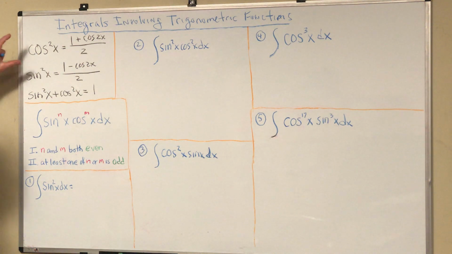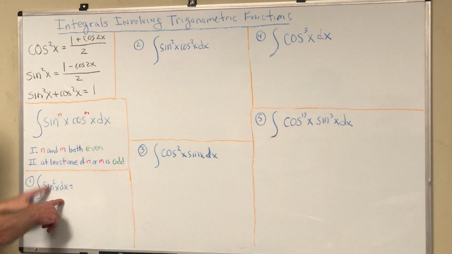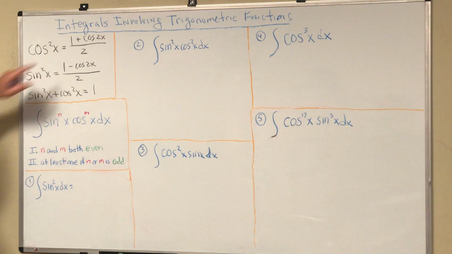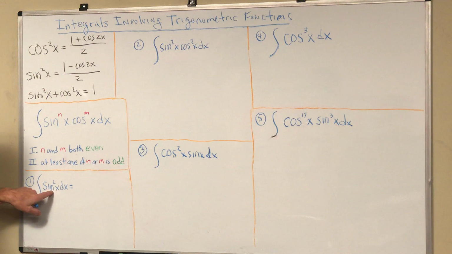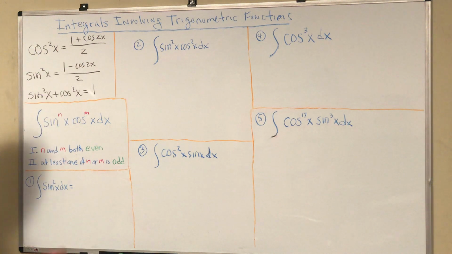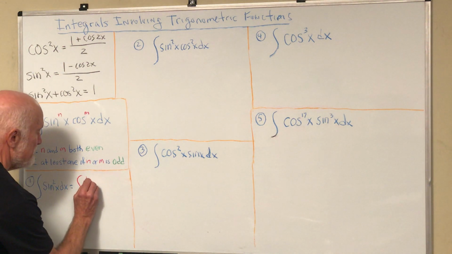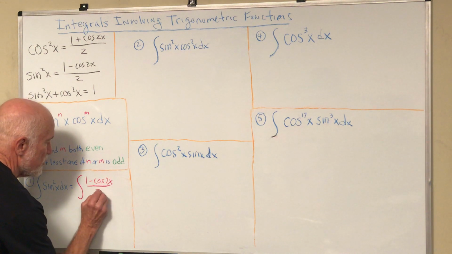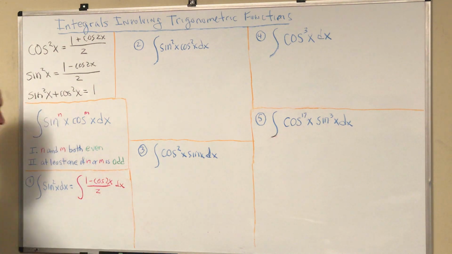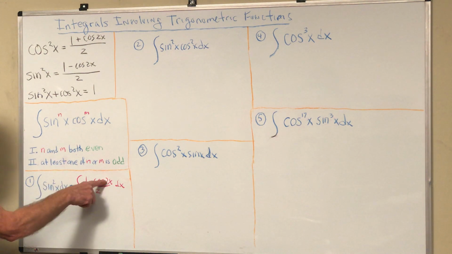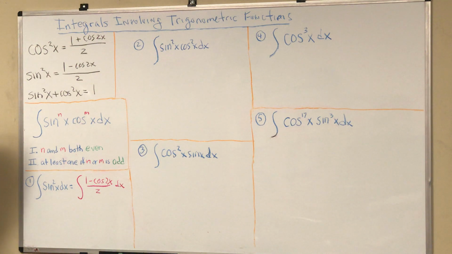These are not just busy work. We could not do this integral without these trigonometric identities. So on this one, we're going to replace sine squared of x with what you once proved that it is: 1 minus the cosine of 2x all over 2. And it makes life easier because we went from a second power to just a first power.